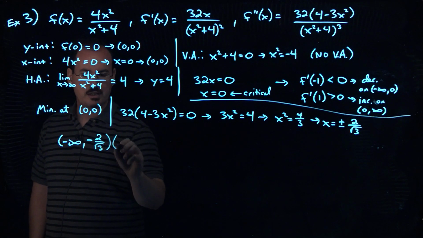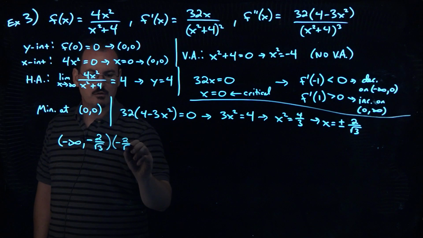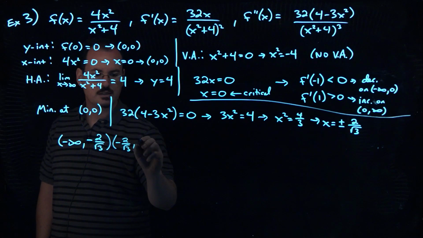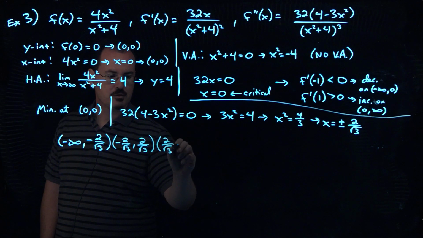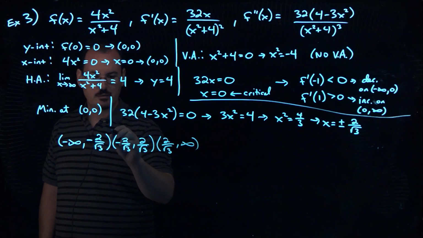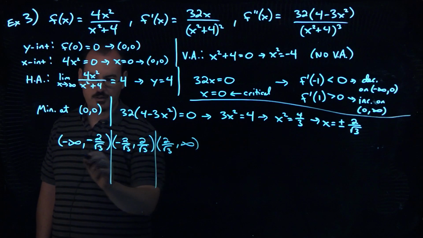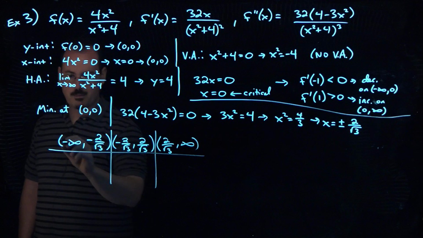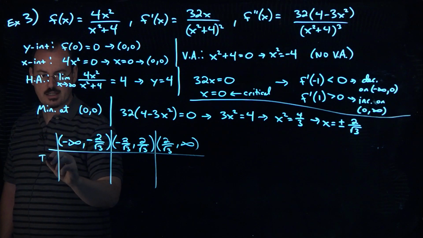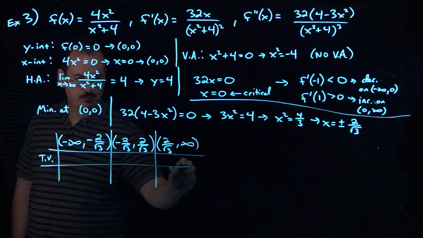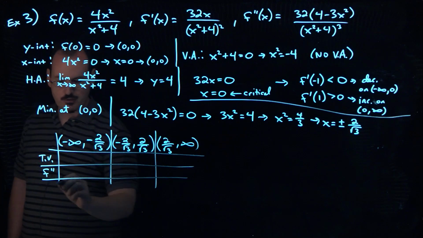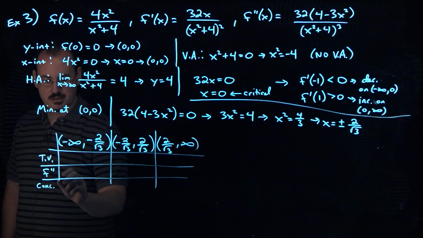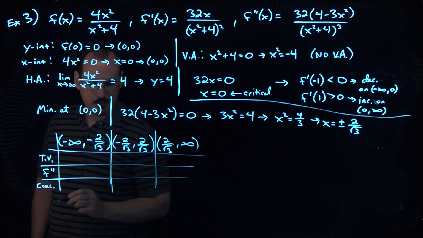And then we'll go from minus 2 over root 3 up to positive 2 over root 3. And then we'll go from 2 over root 3 up to infinity. So there's our table for our concavity stuff. So we'll have test values and the sign of the second derivative now. And we have our conclusion based on what we see in the table.